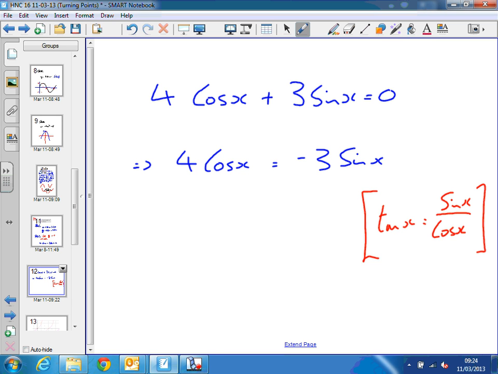Okay, so I'm going to divide both sides by cos x. So I've got sine x over cos x. So to be able to do this next step, I had to have that in mind, that was the trigonometric ratio that was going to help in this case. So 4 equals minus 3 over 4 tan x. Or let's put the intermediate step in, sine x over cos x.